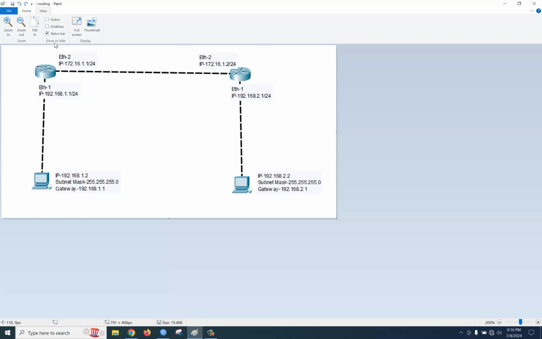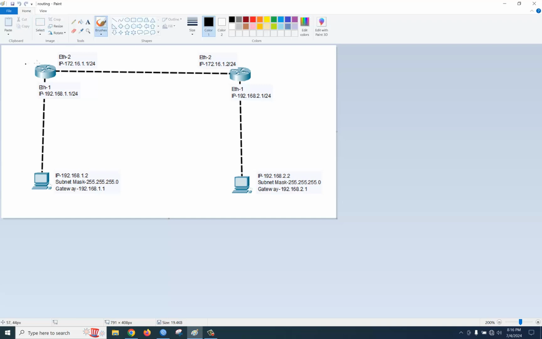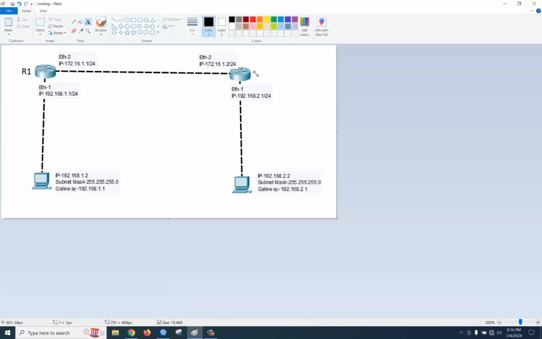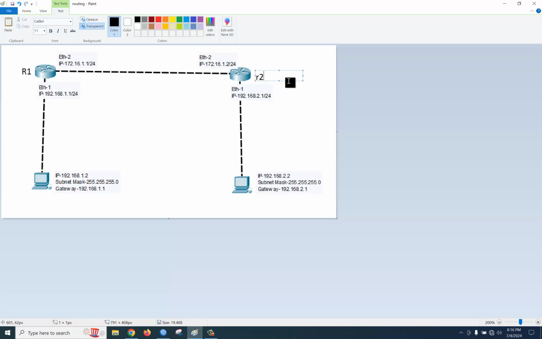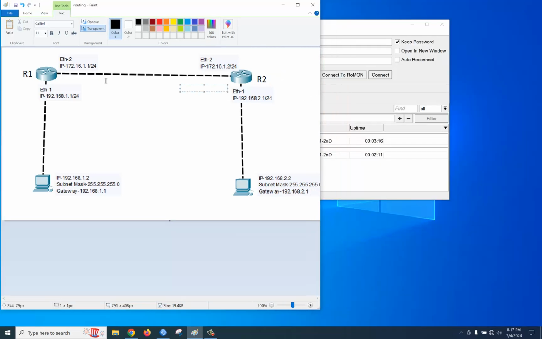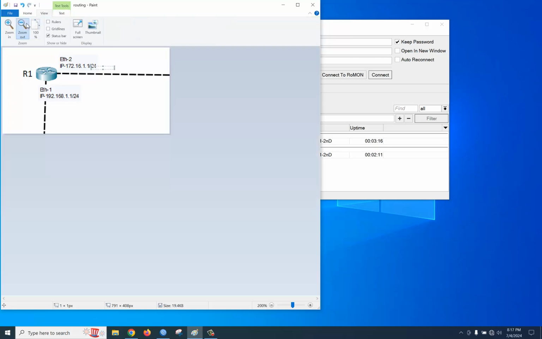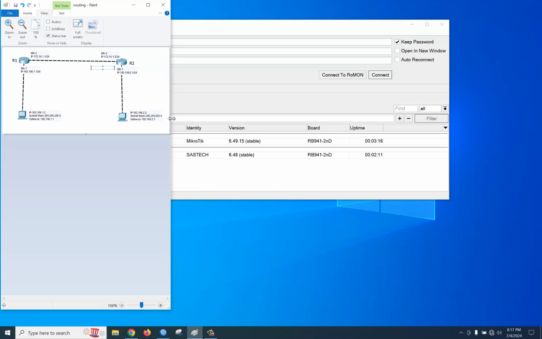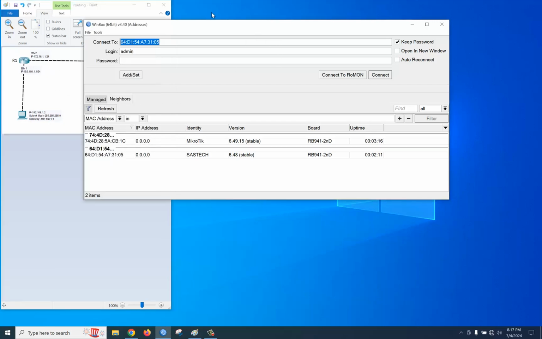First of all, we assume that this is our R1 router and this is our R2 router. It will be better to identify them easily. We can keep the pictures side by side, then we can easily configure it. So this is R1, this is R2, and we have two routers.